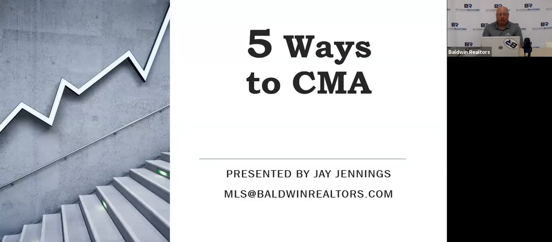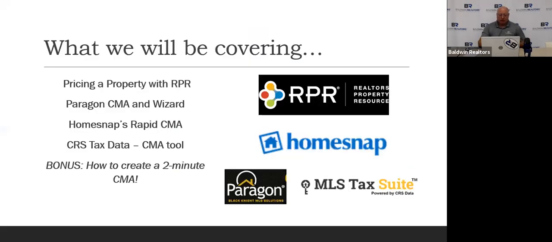So what I'm working on today, like I said, you should see the screen, 5 ways to CMA. Here's what we'll be covering. We're going to look at the RPR product and how to do a CMA through that product. We'll do a hands-on CMA using the Paragon tool. We'll look at their CMA preference wizard as well, so it'll help you save time when you're creating future CMAs, and remove some of the redundancies in that process.